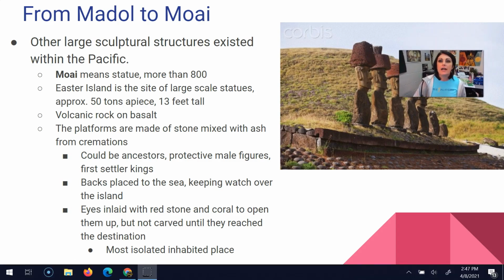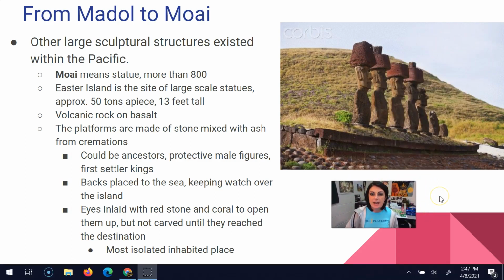All right, so another religious figure that we have, I guarantee you guys have seen or heard of these before, is the Easter Island statues, or the Moai. The word Moai actually means statues. And on Easter Island, there's more than 800 of these things. They've done some really cool excavating lately where they've found out that they actually have legs that go far underground for some of these.